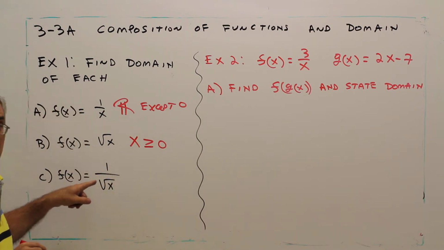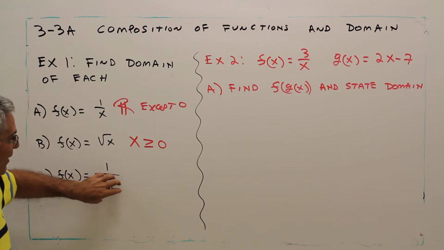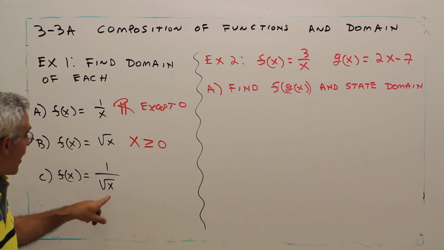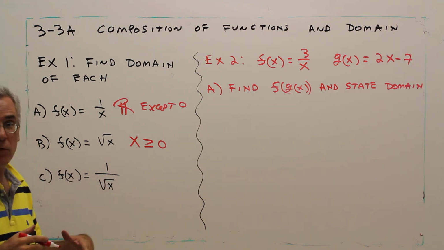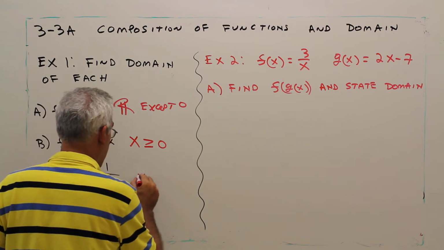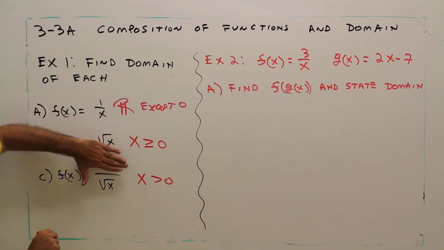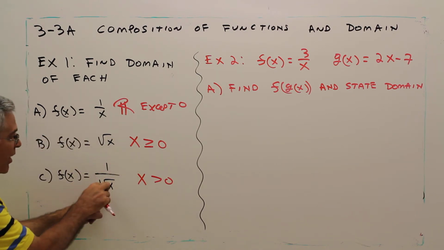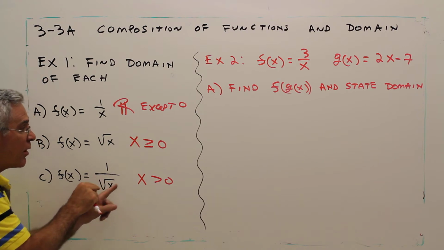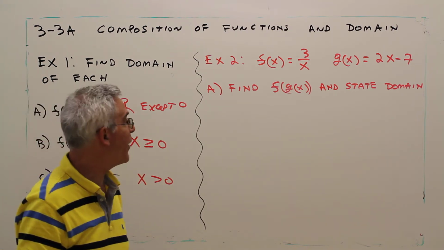And this one's kind of confusing to some students: 1 over the square root of x. I can't have the denominator be 0, and I can't have inside the radical be negative. So for this example, x has to be greater than 0. Again, if it were just the square root of x, it would be greater than or equal to 0, but I've also got the denominator issue, so it can't be equal to 0. So it's just a quick review of domain.